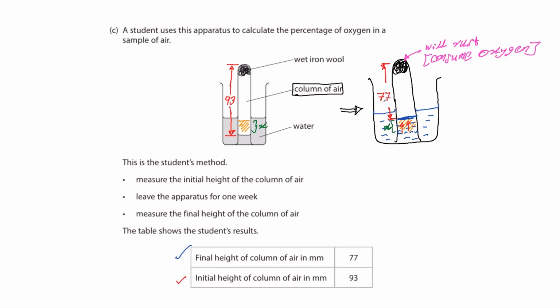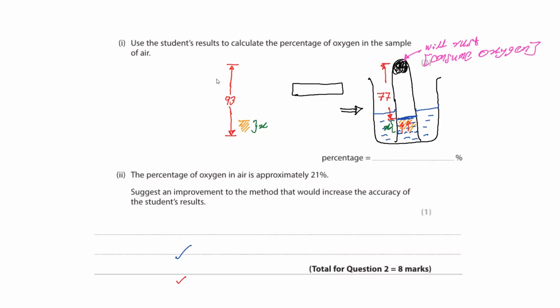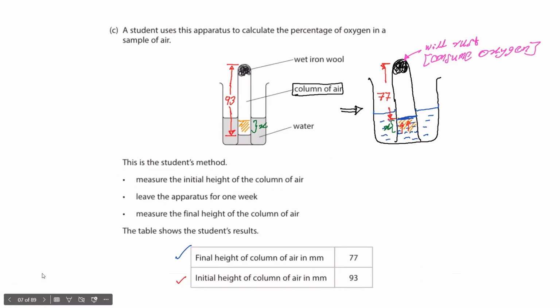Okay, 77 is the final height. Now I have these values. Let's see what we can do here. The first question asks, use the student result to calculate the percentage of oxygen in the sample. So I'll do that calculation in the same diagram here, because then you can understand.